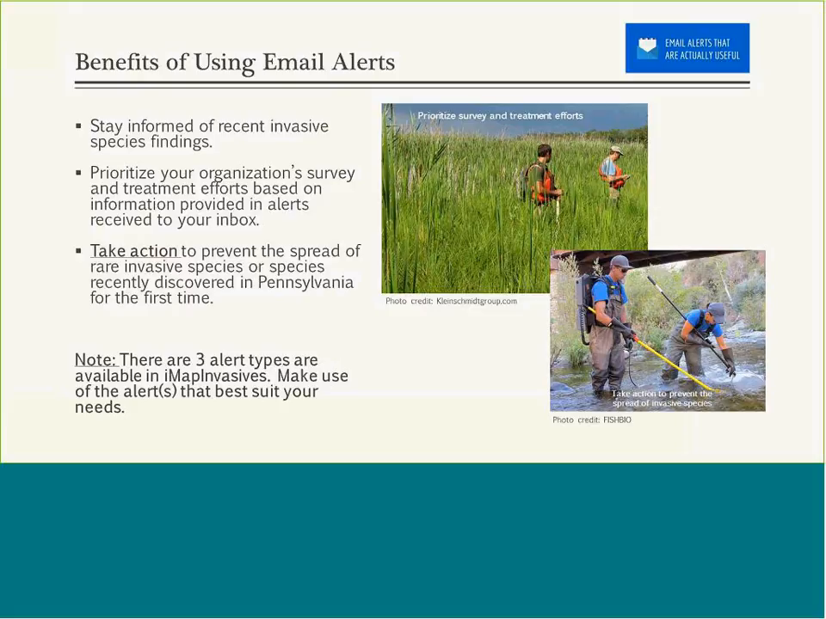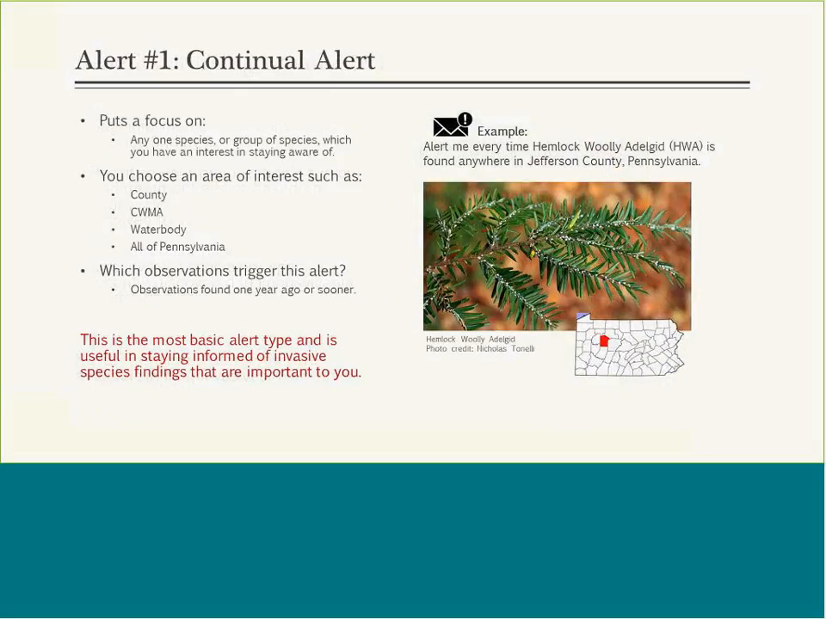There's 3 alert types that are available. You can use one or all of them, depending on your needs, and we're going to talk about each one of those. So the first alert type is called a continual alert. This is going to put a focus on any one species or a group of species you have a particular interest in staying aware of. What you do is you would choose an area of interest, such as a county, cooperative weed management area, a water body. You could choose all of Pennsylvania.